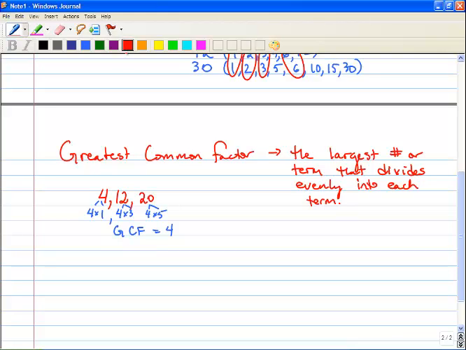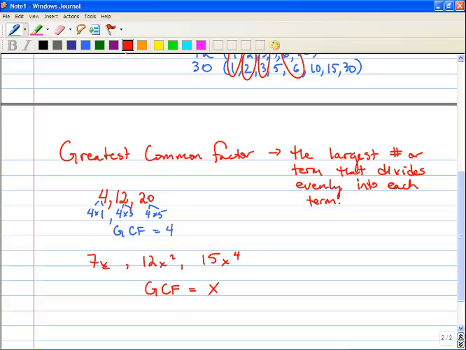We've got 7x, we've got 12x squared, and we've got 15x to the 4. Remember that it has to go evenly into every single term to be the greatest common factor. Well, 7 and 12, those don't have a common factor. 7 and 15, no. 15 and 12, no. So now we've got to look at our variables. Well, each term has an x. So our greatest common factor, or the largest number or term that can be divided by evenly, is just x.